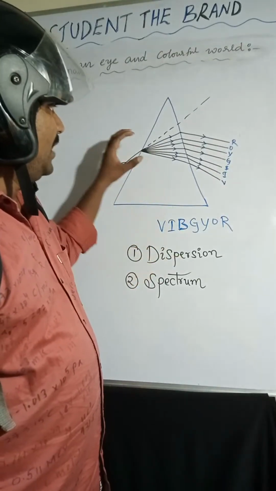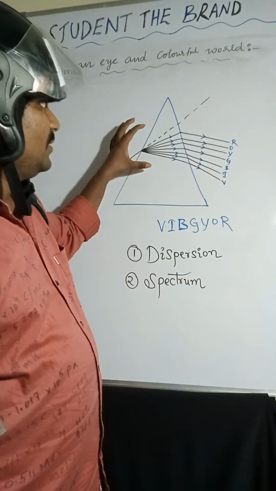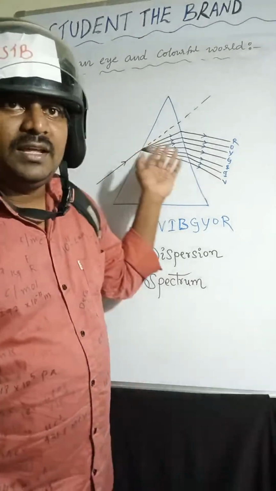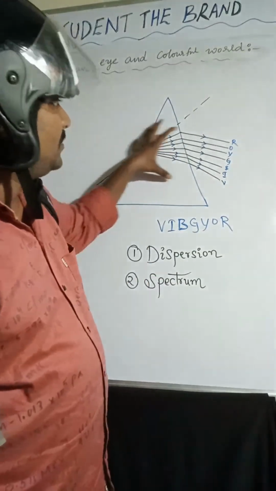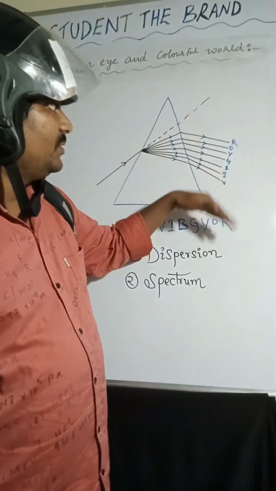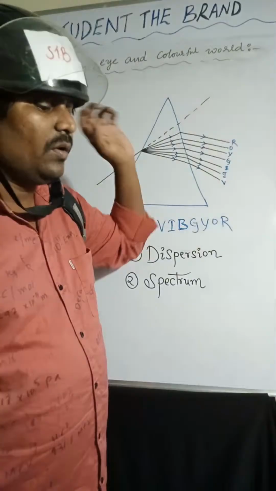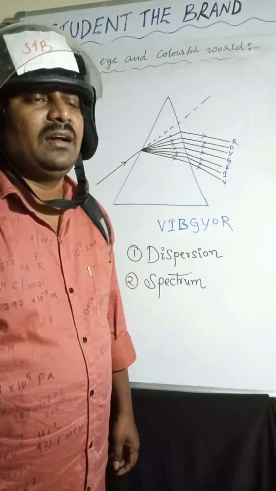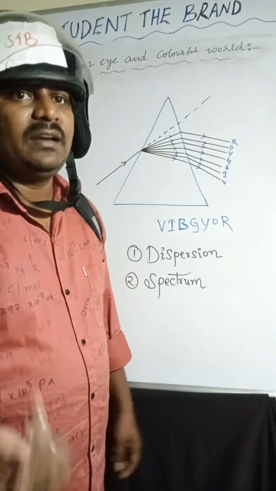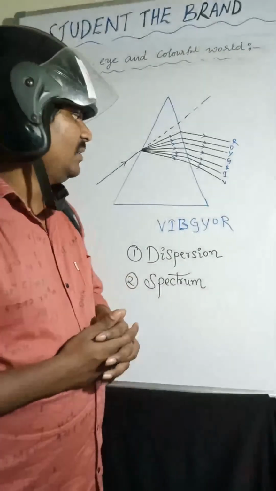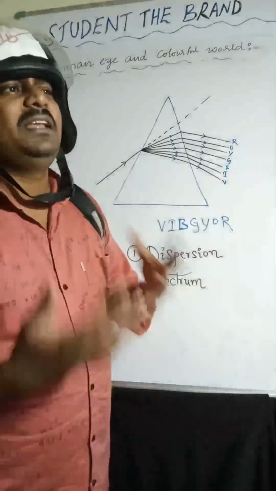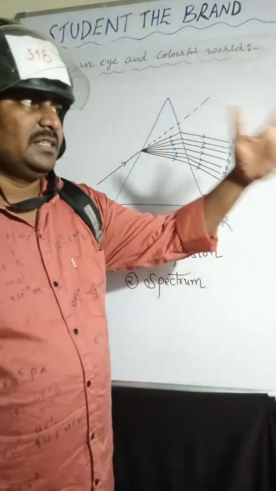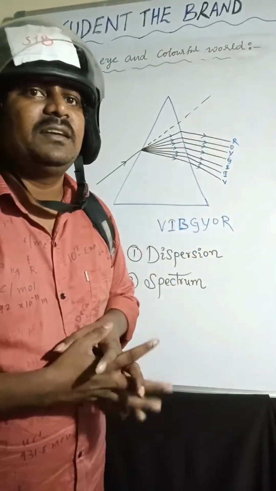When white light passes through it, based on the wavelength and the refractive index, the light rays will split. Violet deviates the most, red deviates the least. That is the reason danger signals are red in color. Red deviates the least and is scattered least by smoke, so even from a far distance we can see the red color.